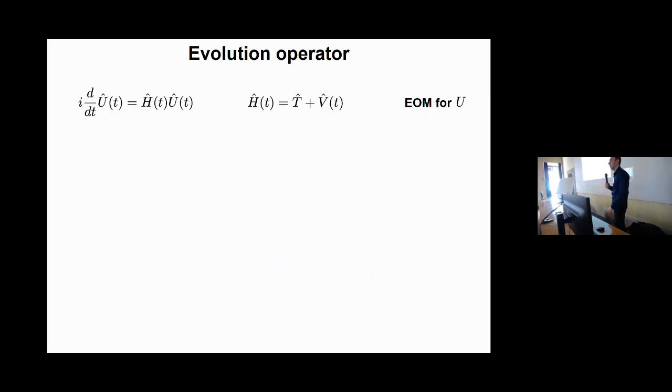So we have to say something about this evolution operator. I mean, it's pretty obvious that we need to be able to understand something about the evolution operator. Now, here we consider the evolution operator, which of course satisfies the Schrödinger equation. And of course, we can solve the Schrödinger equation only for trivial cases.